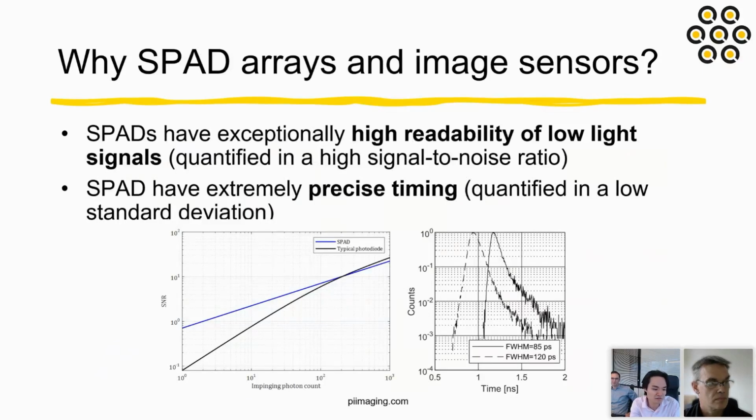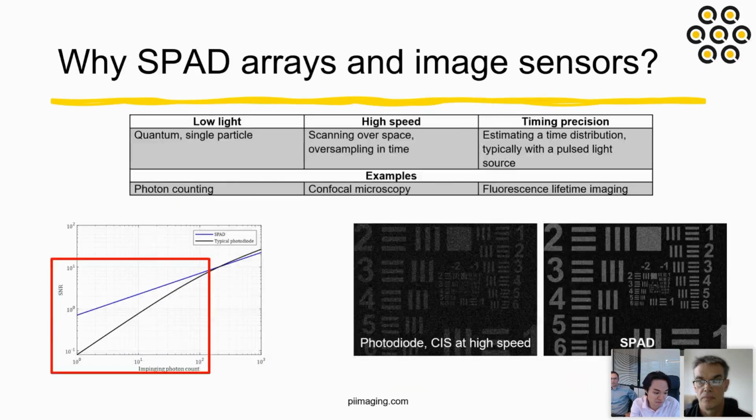So SPADs are known to have exceptionally high fidelity for low light signals. This is quantified by having a high signal to noise ratio in low light conditions. And also SPADs have extremely precise timing. This is quantified by a low standard deviation, or a very good timing precision down to picosecond. So when we talk about low light conditions, we're talking about a few hundred photons down to even a single photon.